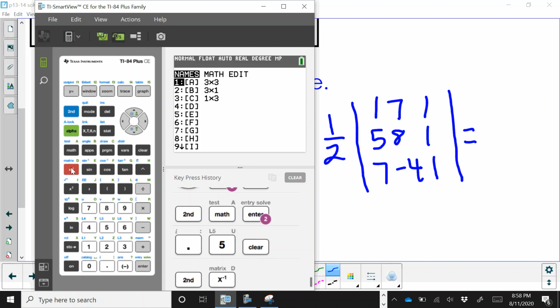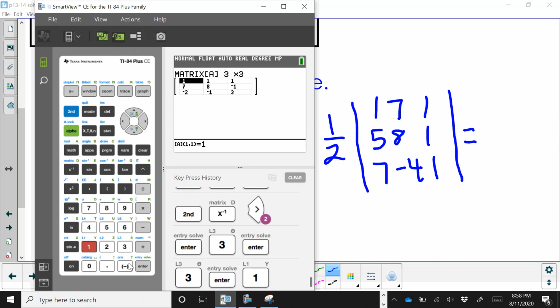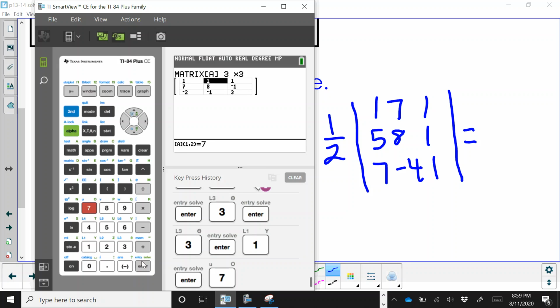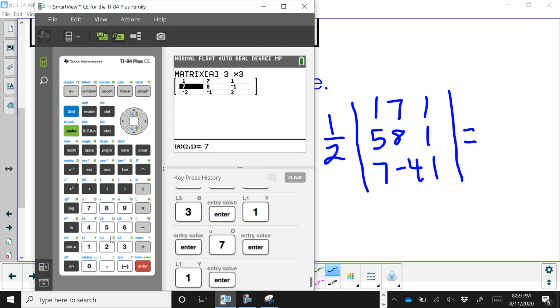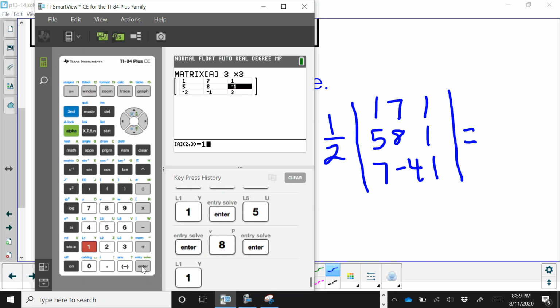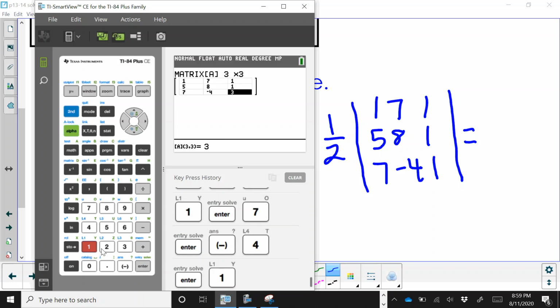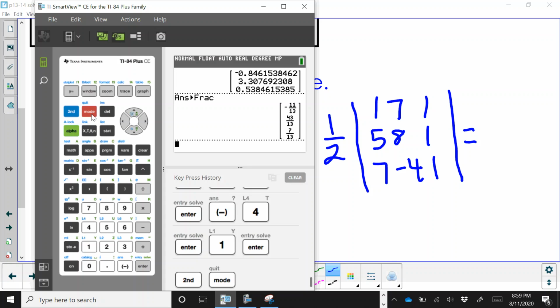So second matrix, go over, I'm just going to use A again because A is already set up to be a 3x3. So 3x3, boom, boom. Okay, so what's that? 1, 7, and 1. 5, 8, and 1, and 7, and -4, and 1. So always double check, make sure your matrix looks good. Then we're going to quit, second and quit, go back to the home screen.